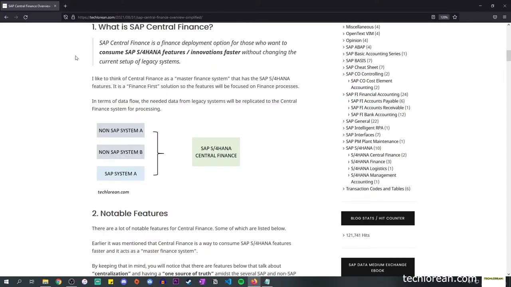Let's start off with what is SAP Central Finance. So this is a finance deployment option for those who want to consume SAP S/4HANA features or innovations faster. I've highlighted this over here. I also mentioned that I'd like to think of Central Finance as this master finance system, and it would definitely have the SAP S/4HANA features. It's a finance first solution, as mentioned in a couple of Central Finance videos already, in YouTube as well as in official SAP conferences. So the features will be focused on finance processes.